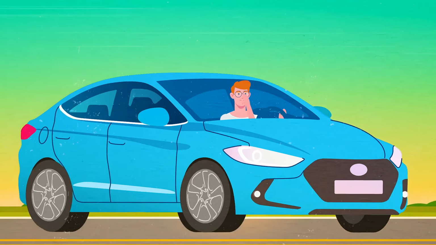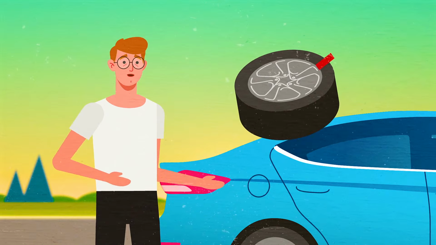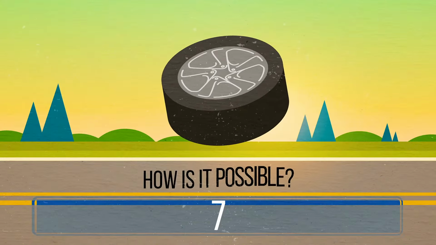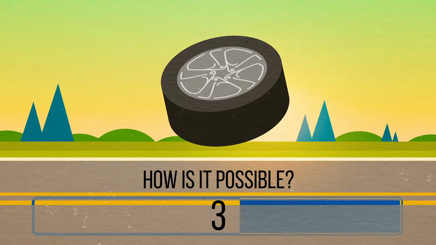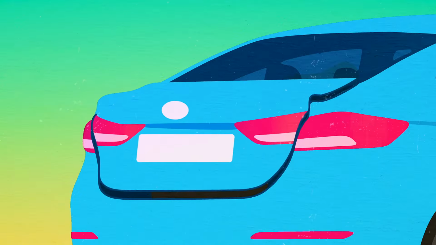A man was driving his car all the way from New York to LA. At the end of the trip, he discovered that one of his car's tires had been punctured from the very beginning. Still, he reached his destination successfully. How is it possible? The punctured tire was a spare one.